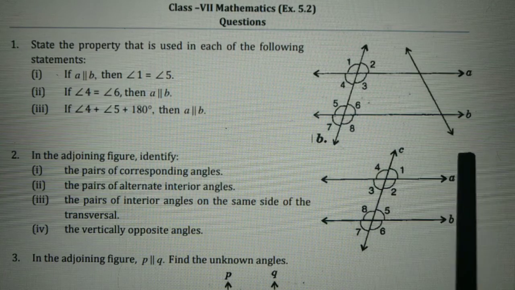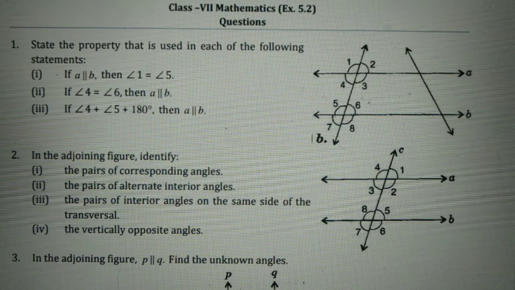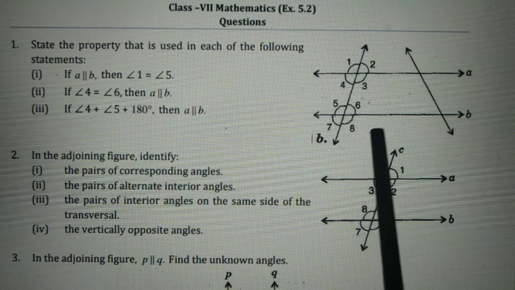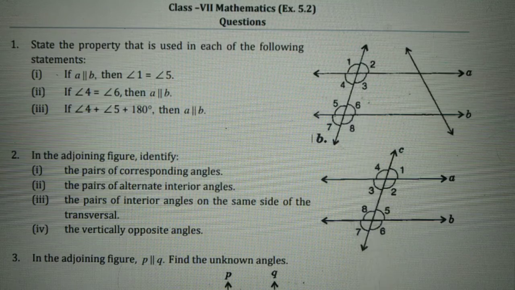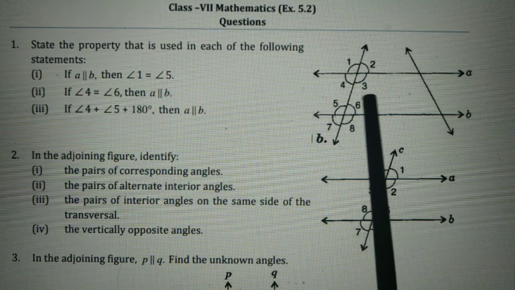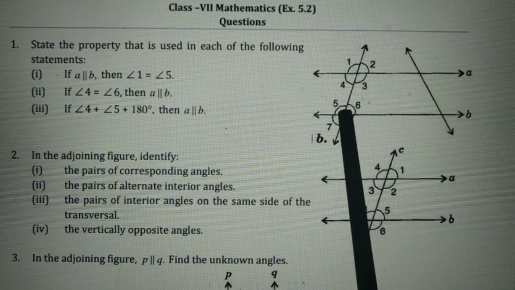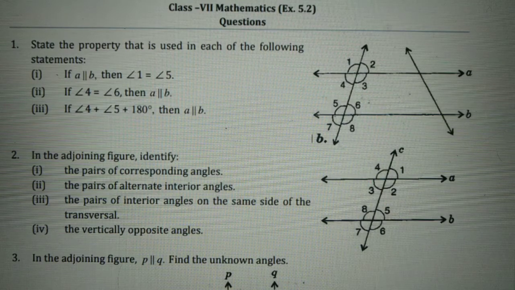The next property is about the alternate angles. Alternate angle means angle 4 and angle 6, alternate interior angles. 4 and 6 are equal because they are alternate interior angles, and 3 and 5 are also alternate interior angles. So 3 is equal to 5, 4 is equal to 6.